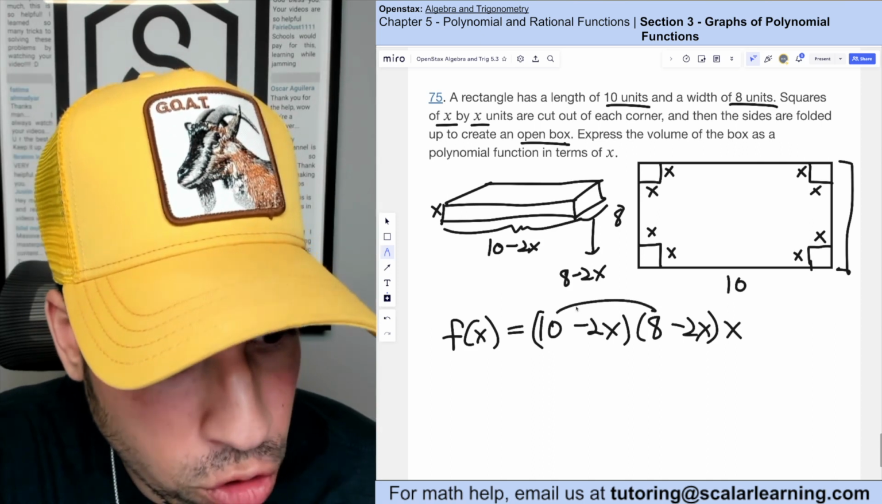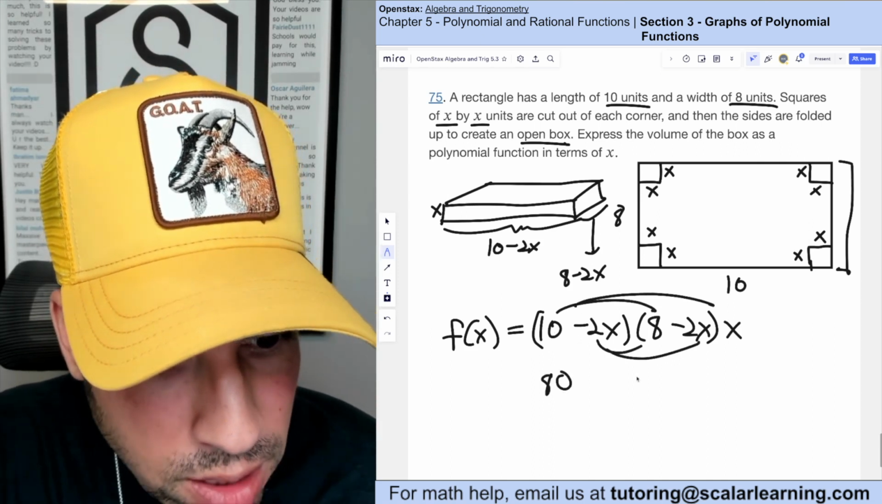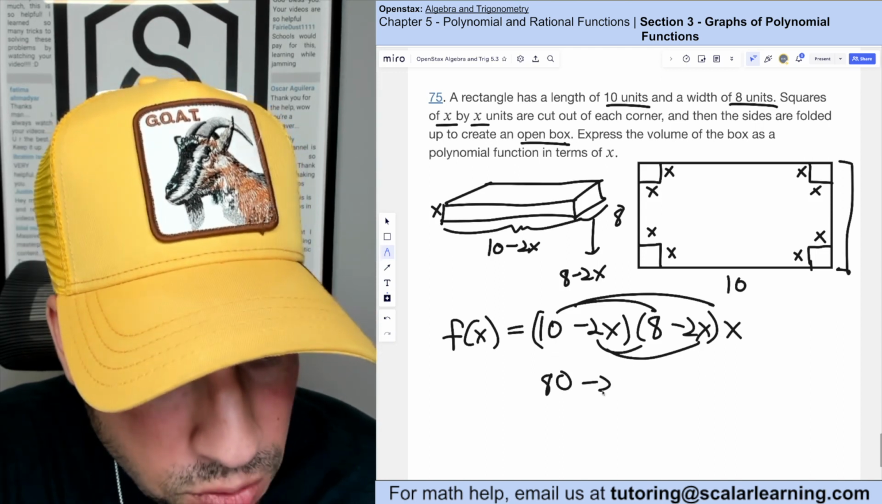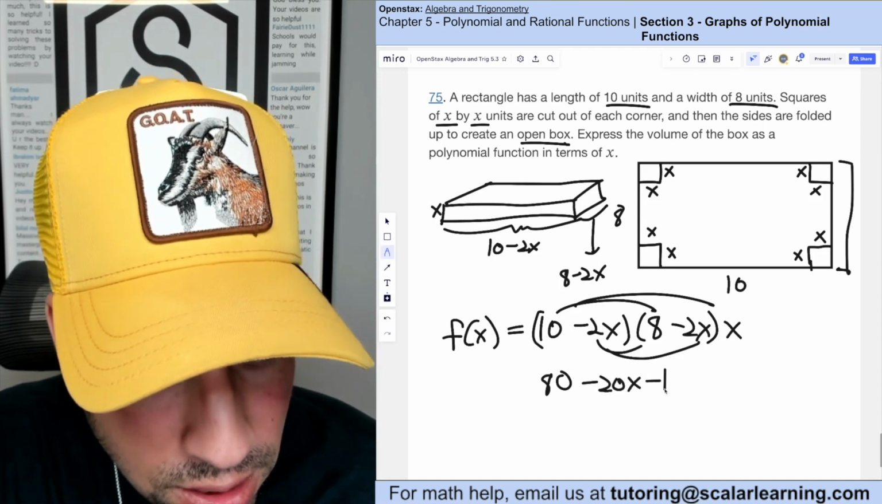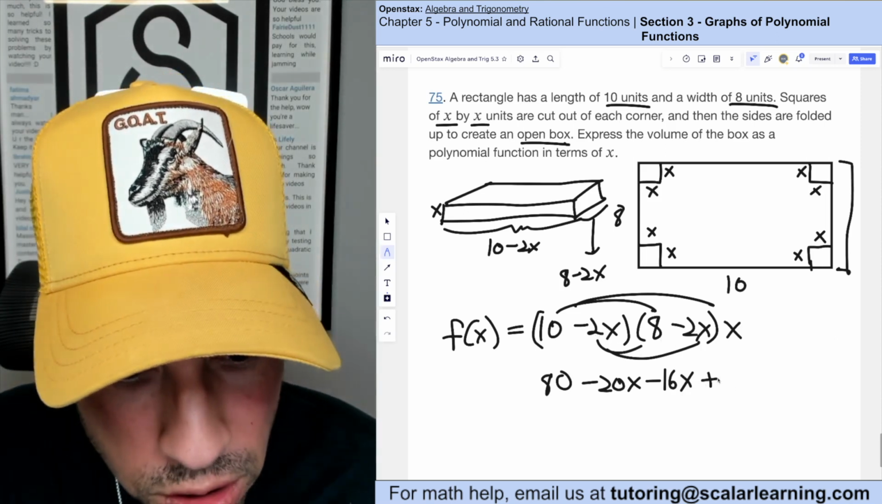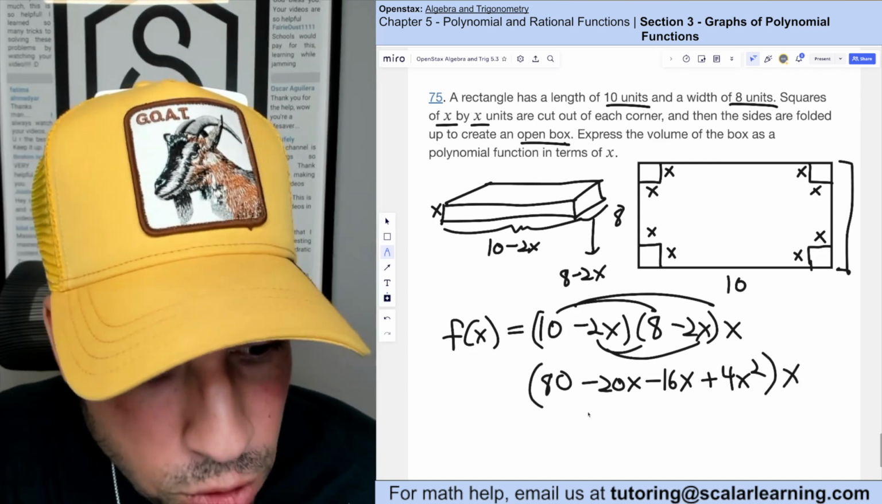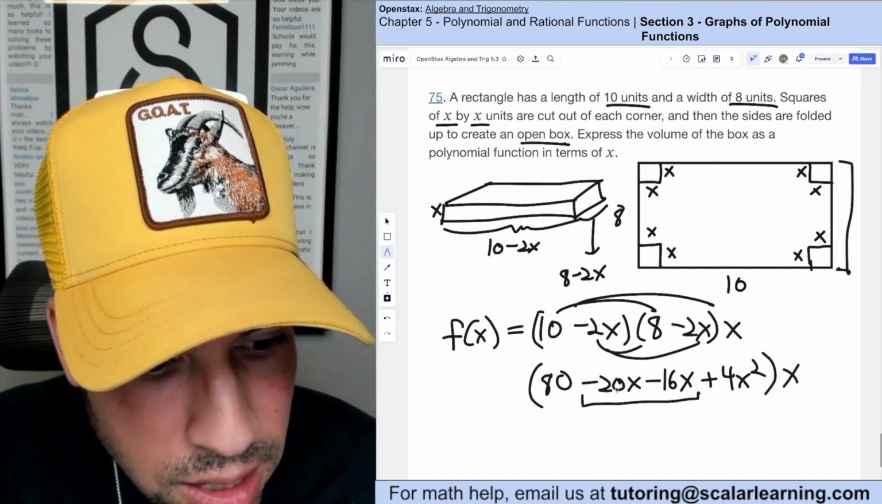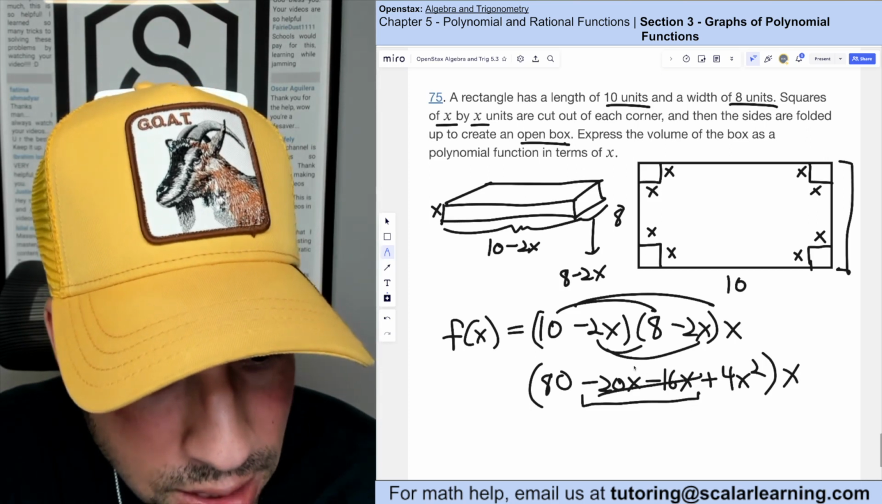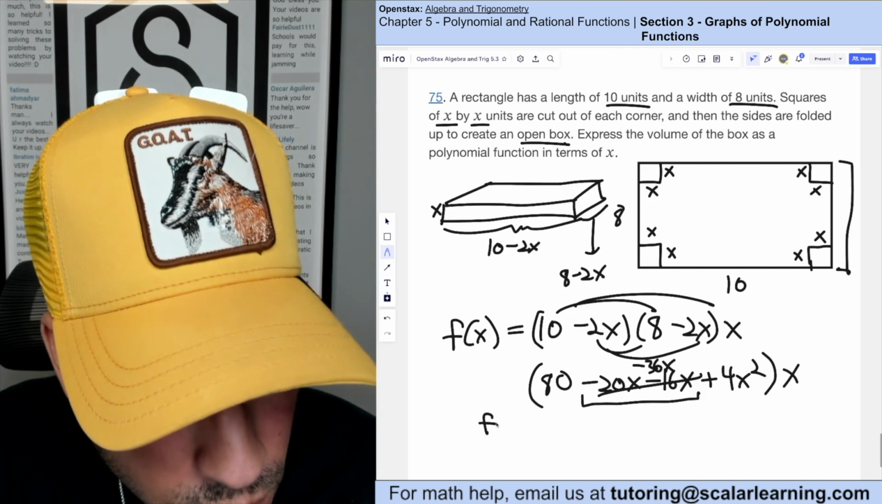We're just going to distribute or FOIL like so, and we've got 80, then we've got 10 times negative 2x, which is negative 20x, then we got negative 16x, right? Negative 2x times 8, then we got negative 2x times negative 2x, which is positive 4x squared. And then all of this is times x. First, I'm going to combine these guys, right? Negative 20 minus 16 is negative 36x. And then let's distribute that in, and let's see if we have enough room here.